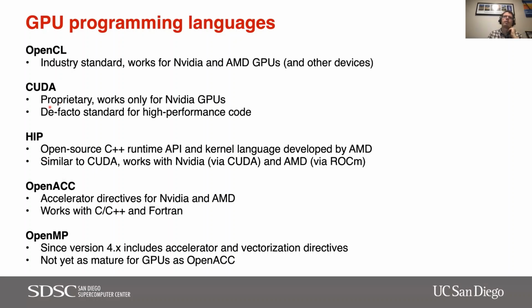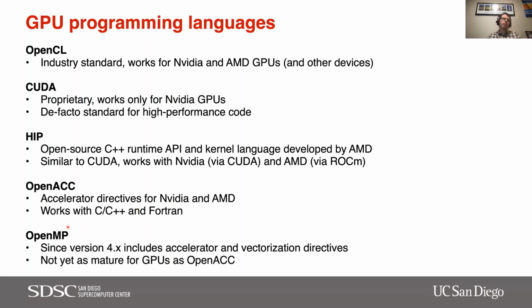We will focus on CUDA. And then there's OpenACC, which is accelerated directives for NVIDIA and AMD. There's not as much support for AMD, simply because when this was developed, it was developed by the Portland Group. The Portland Group was purchased by NVIDIA, and they dropped the AMD support. But it's a standard being implemented also in other compilers.